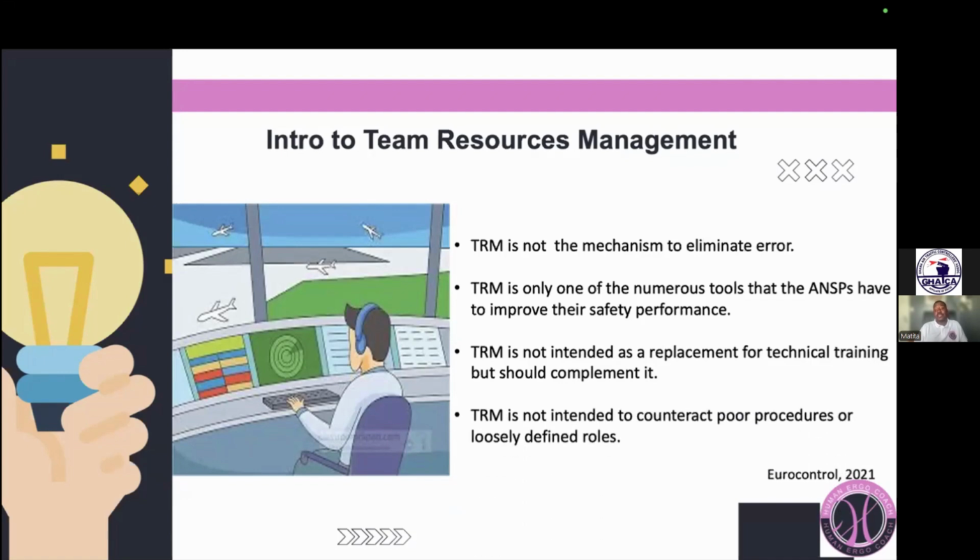And it's not intended to counteract poor procedures or loosely defined roles, as per Eurocontrol, as you can see there. So if we've got poor rules or procedures or programs in place, TRM is not going to solve that. That you still need to do. But the important thing is that TRM will be able to highlight those gaps. So that's the benefit of TRM. It will be able to highlight those gaps so that you can address them.